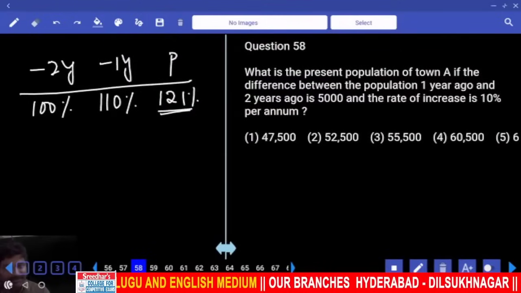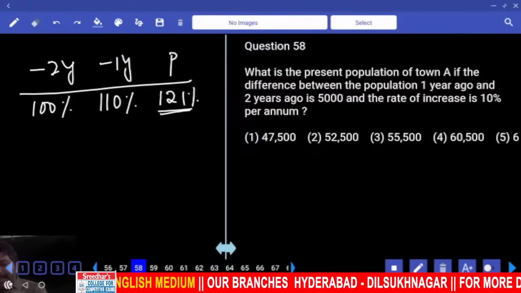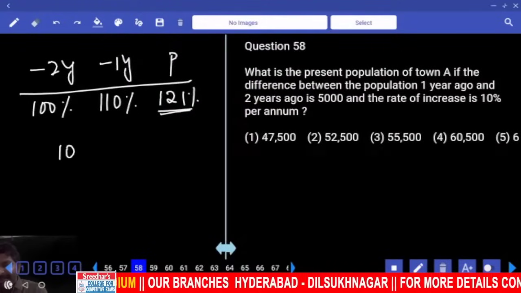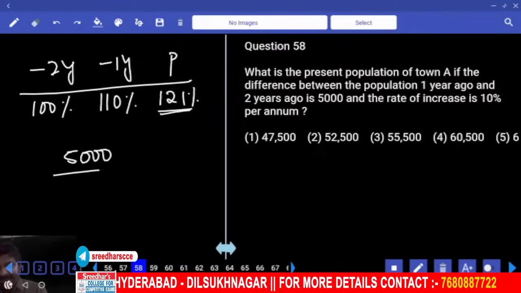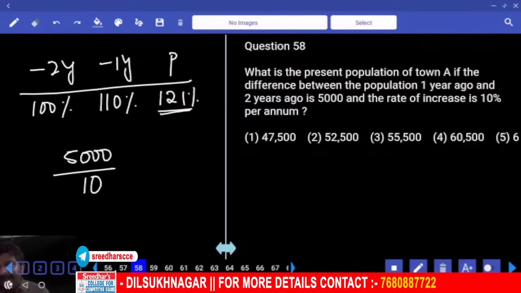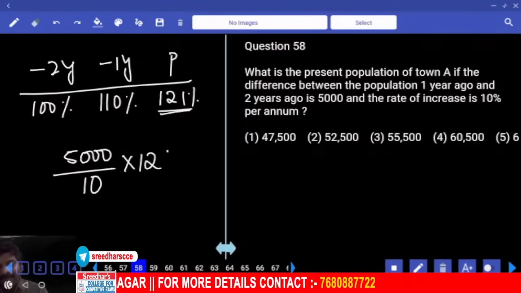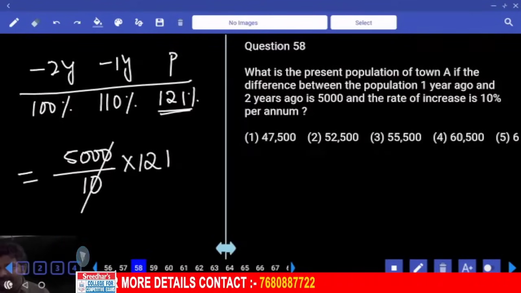If you want to solve, the difference between 2 years back and a year back is 10%, correct? Which is equal to 5,000, which is 10%, then 1% is by 10. We need 121%. This is what we have to solve. Got it?